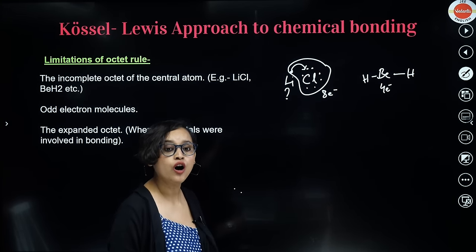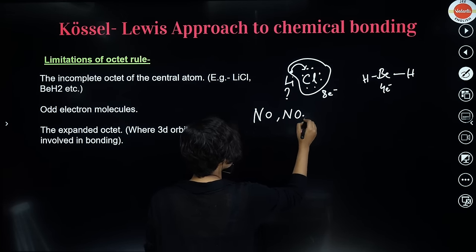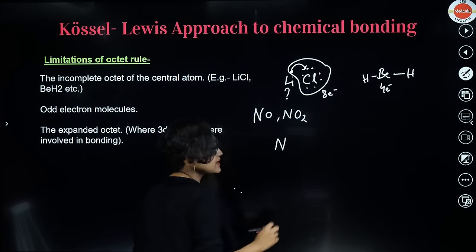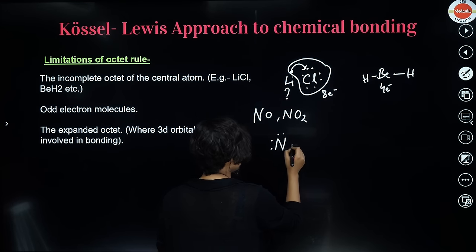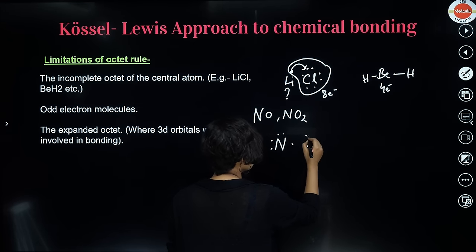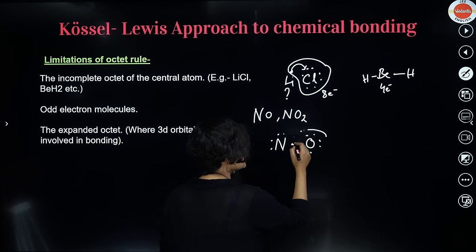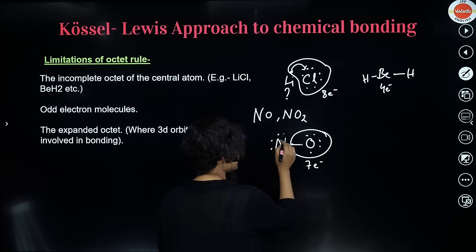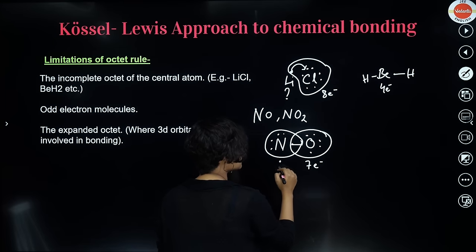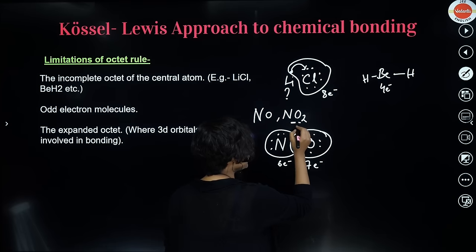Next, what came up was odd electron molecules. Check out nitrogen, yes, NO. And NO2, both are examples actually, but let me show you NO. So nitrogen has how many? Nitrogen has basically 5 electrons, right? So that means 1, 2, 3, 4 and 5. This electron will be used up. Oxygen has 1, 2, 3, 4, 5 and 6, right? So here they have formed the bond. Now see, oxygen has 1, 2, 3, 4, 5, 6, 7. 7 electrons, no octet here. And here see, 1, 2, 3, 4, 5, 6. 6 electrons they are getting. How is it possible? That's not possible. Same for NO2 also.